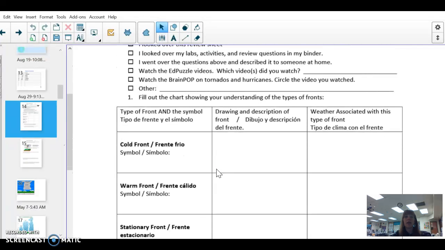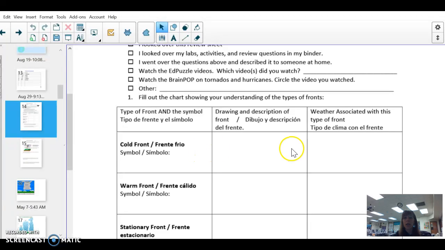So let's go ahead and look at the study guide. For this to be the most effective for you, you should do each section at one time. You should not just kind of plow through the video. You should pause. You should be using your binder.